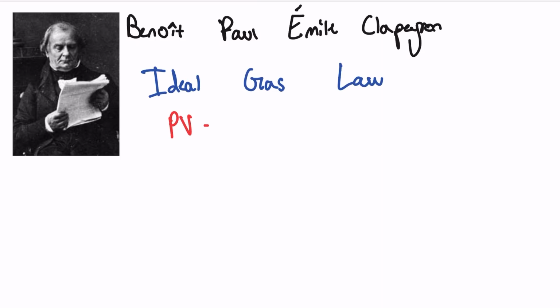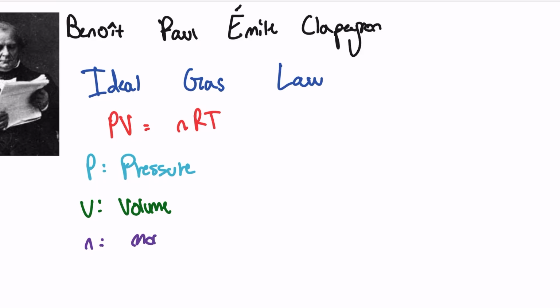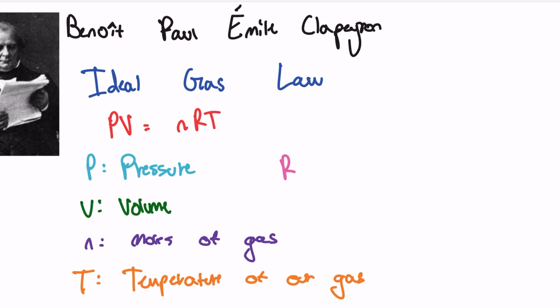reads PV equals nRT. Let's unpack this equation variable by variable. P stands for pressure, the frequency and force at which our gas molecules are hitting the walls of our container. V stands for volume, or the amount of space that the gas takes up. Our n value is our moles of gas. T is the temperature of our gas. And then lastly, R is the universal gas constant.